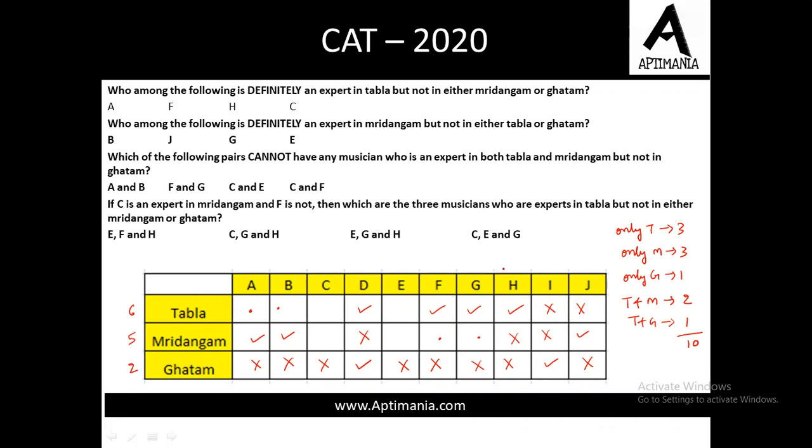So we can say that H is the one. H is the individual who is expert in only tabla but not in other two. So the answer to this question is H.